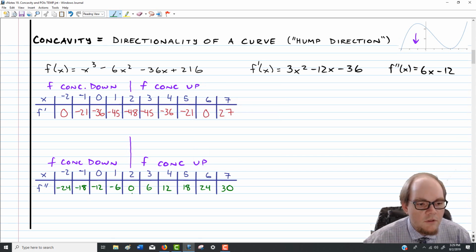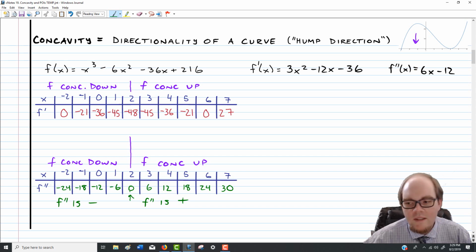So at x equals 2, notice that the second derivative is 0. That's really nice. We said something was changing there, so maybe that 0 has something to do with it. To the left of x equals 2, so for x values less than 2, what we're seeing is that f double prime is going to be negative. So all the values of f double prime are negative. On the right side, on the other hand, all the values of f double prime are positive.